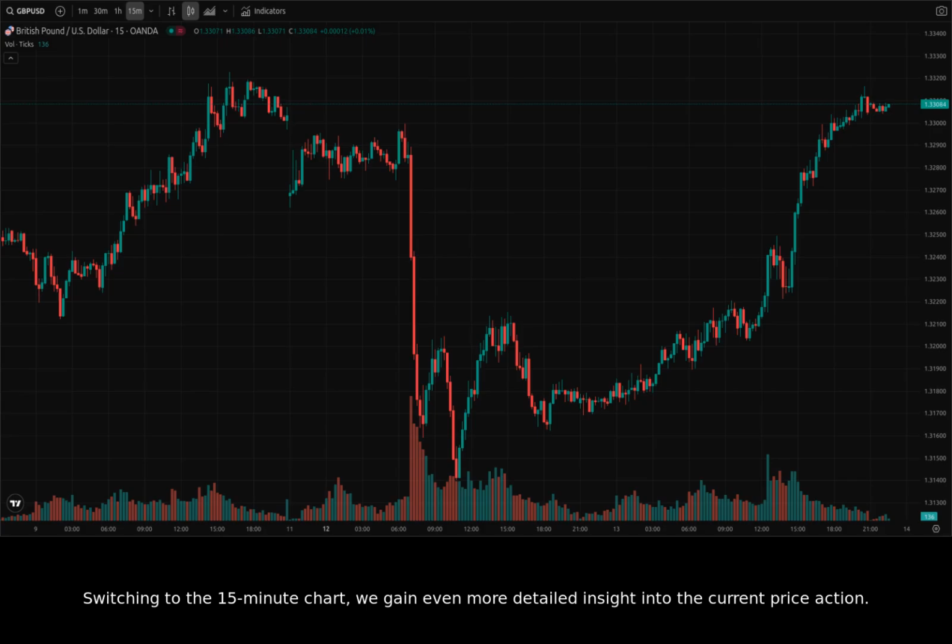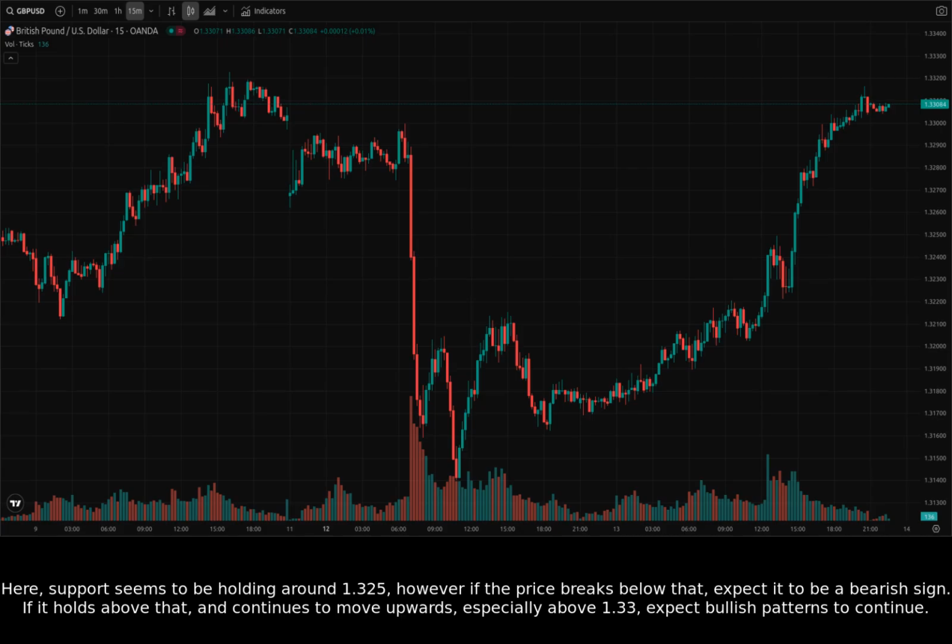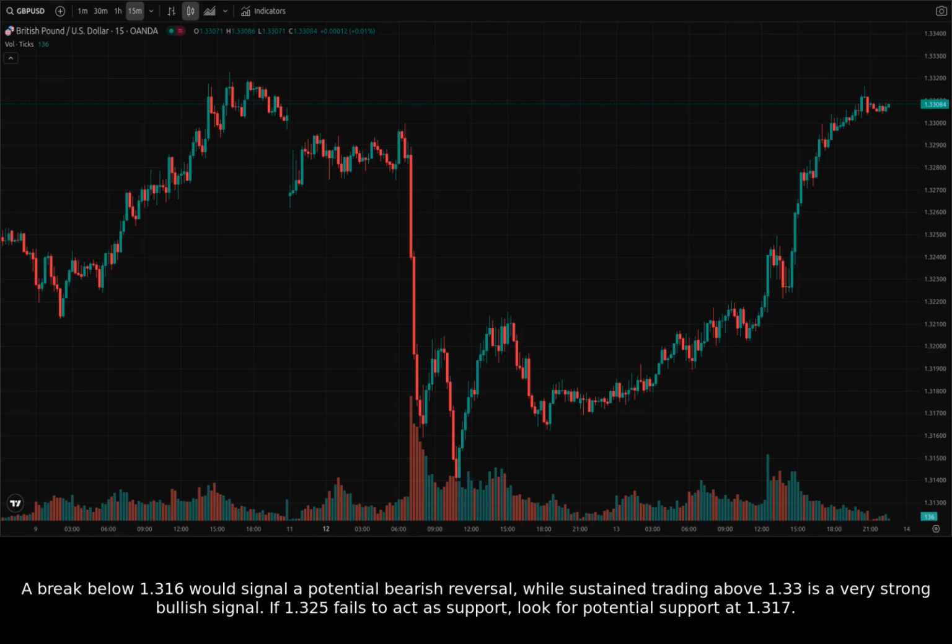Switching to the 15-minute chart, we gain even more detailed insight into the current price action. Here, support seems to be holding around 1.325. However, if the price breaks below that, expect it to be a bearish sign. If it holds above that and continues to move upwards, especially above 1.33, expect bullish patterns to continue. A break below 1.316 would signal a potential bearish reversal, while sustained trading above 1.33 is a very strong bullish signal. If 1.325 fails to act as support, look for potential support at 1.317.